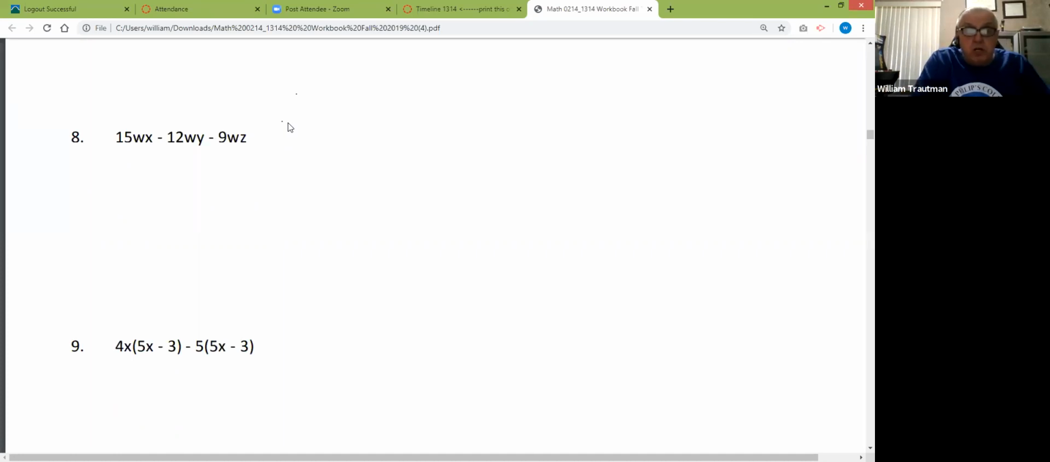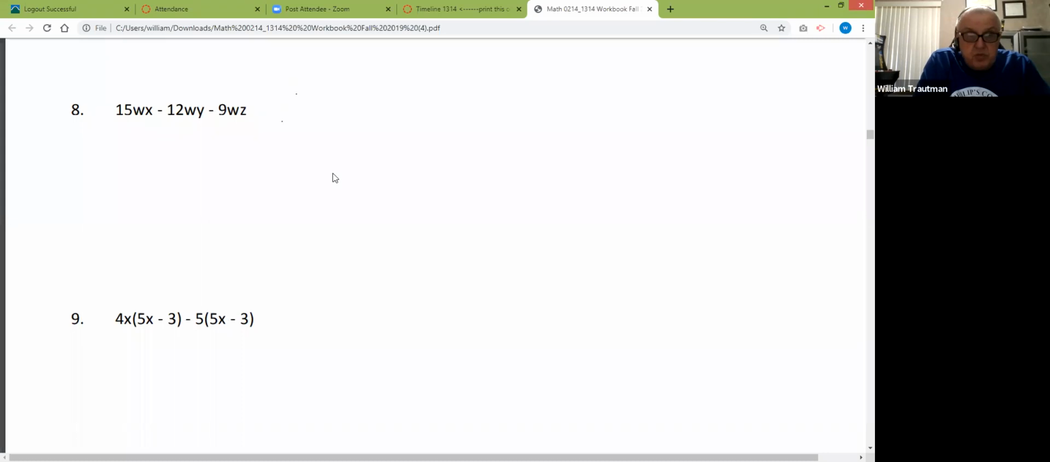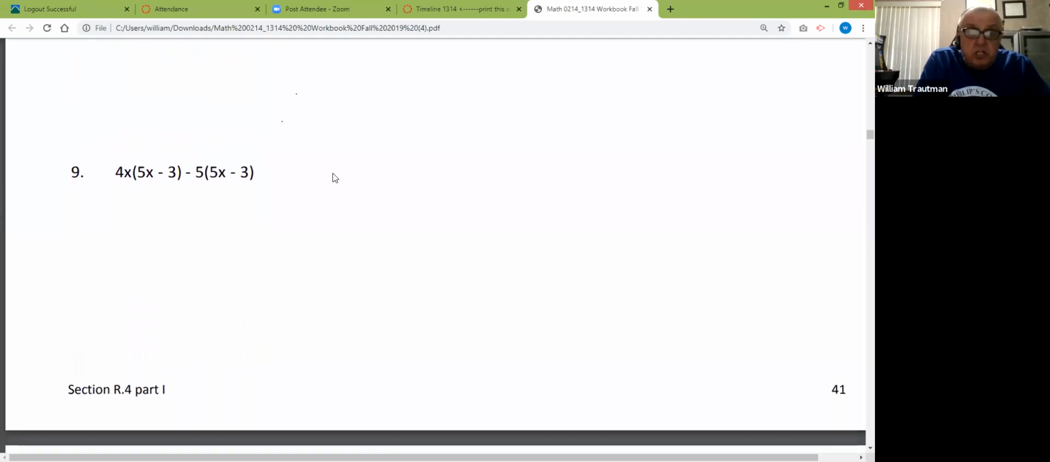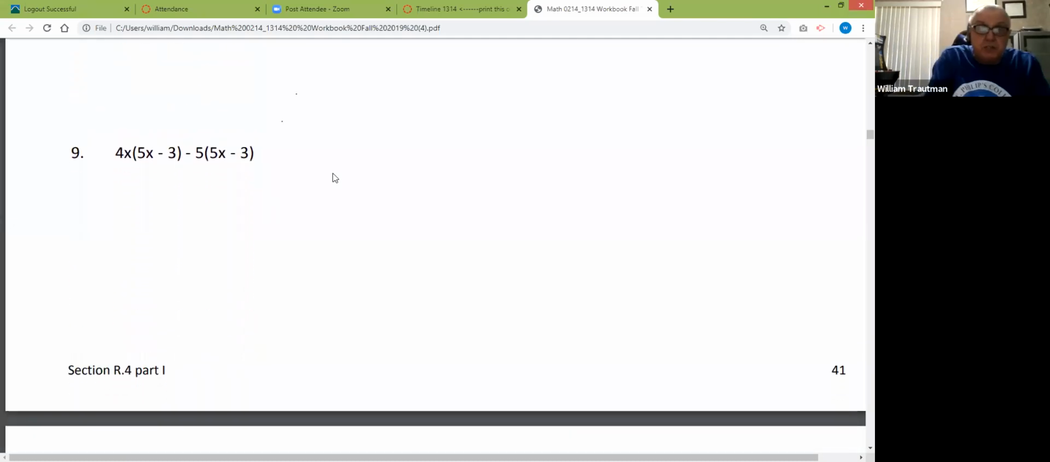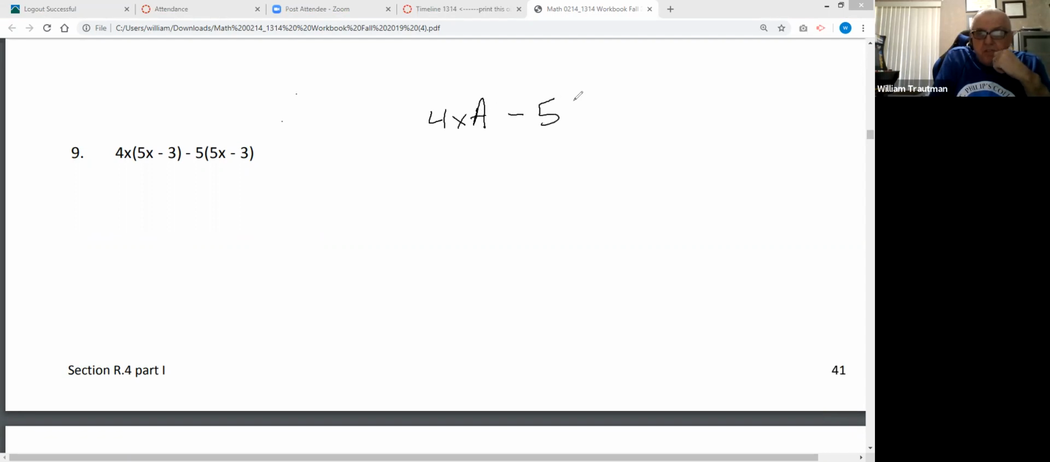So we are on question 9. 9 is something we're going to be using a lot also in factoring. Before I do number 9, I want to do this question. 4x big A minus 5 big A. So this is an extra one I want to do, extra.